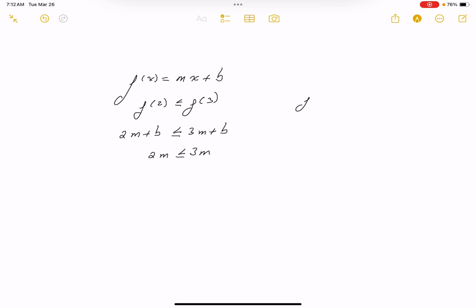The next statement is f of 4 is greater than or equal to f of 5. Well, let me write that down for you. That's going to be, let's see, it's mx, right? So it's 4m plus b. Again, the x is equal to 4 there. And the next one's going to be 5m plus b. Now, what do I have over here? Subtracting b from both sides, I have 4m greater than or equal to 5m.